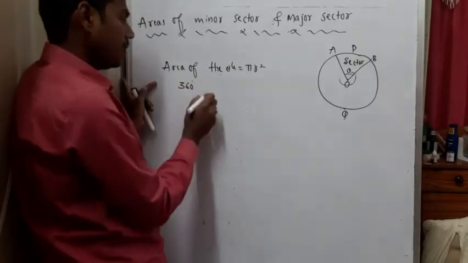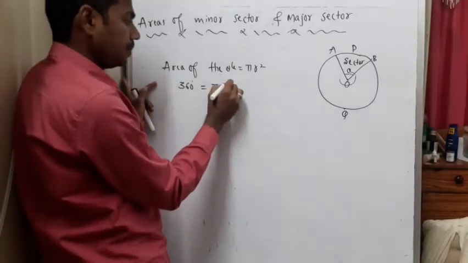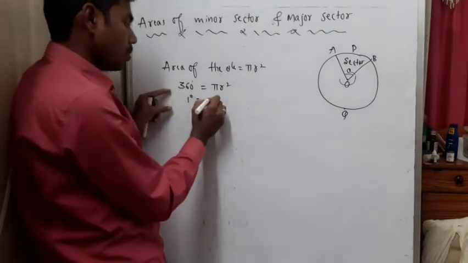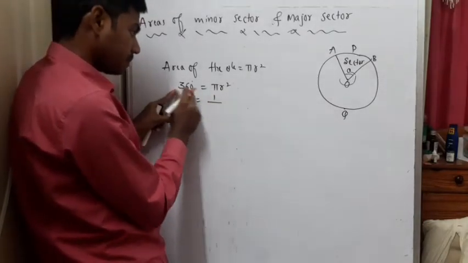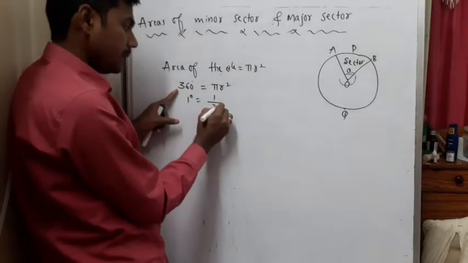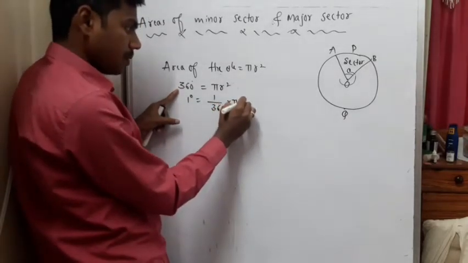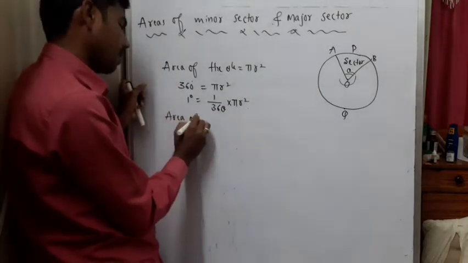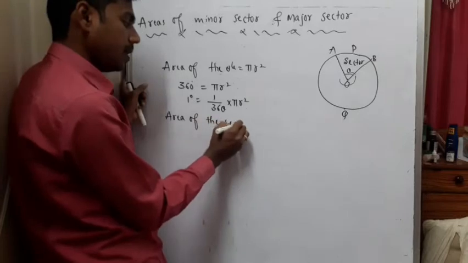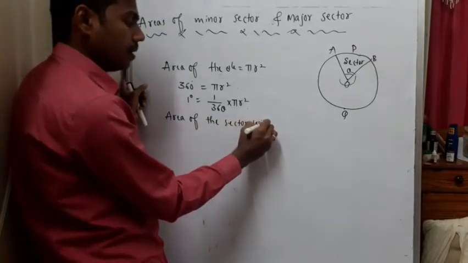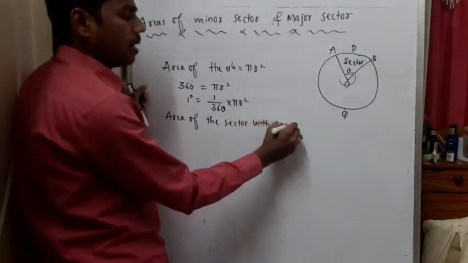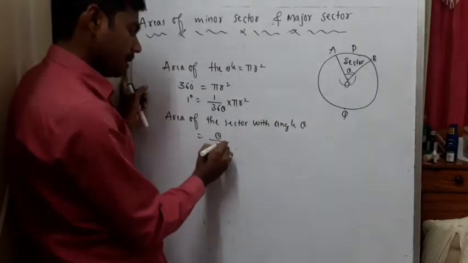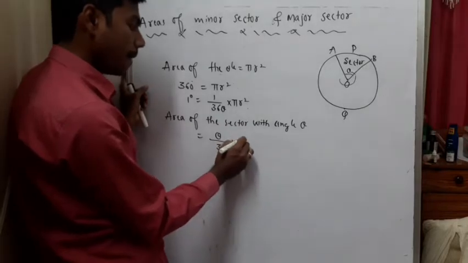For 360 degree, this is pi r square. Then for 1 degree, how much is it? 1 divided by 360 into pi r square. So now the area of the sector with angle theta is equal to theta divided by 360 into pi r square.